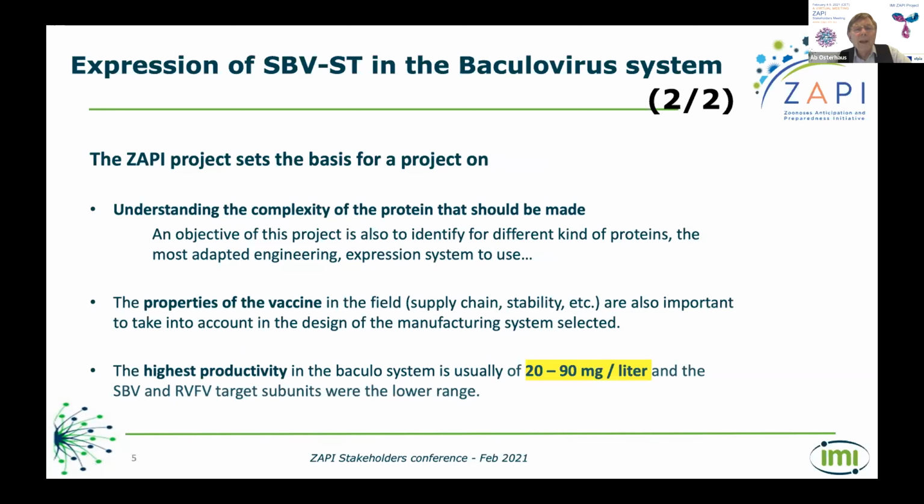So basically, when we look into the baculovirus system, and you've heard that explained extensively, we need to understand the complexity of the protein that should be made, the properties of the vaccine, and the highest productivity. In the baculo system, as we have heard today, for the viruses that were looked into, it was not optimal, and it went up to 20 to 90 milligrams per liter for the Bunya viruses.